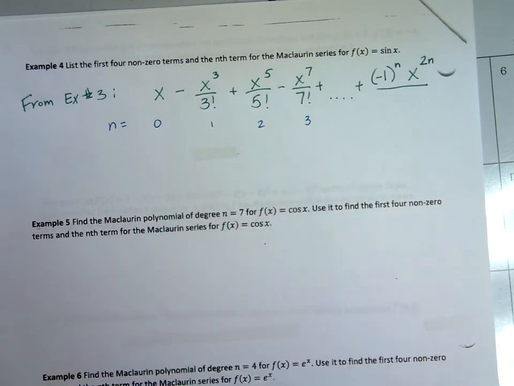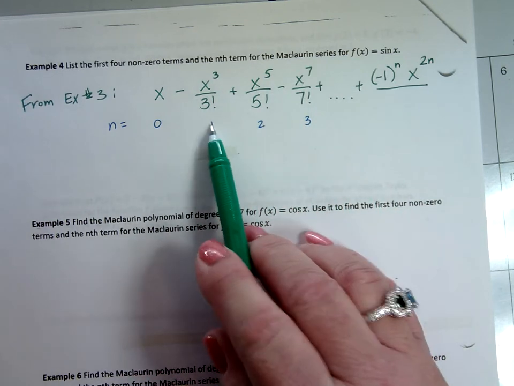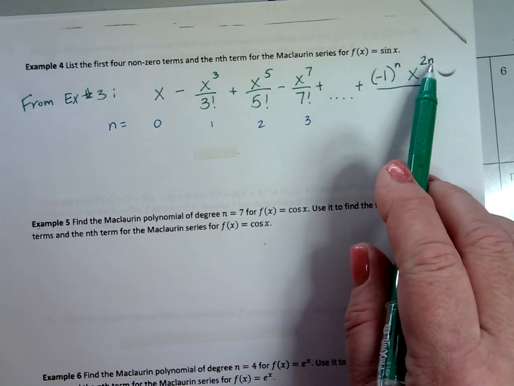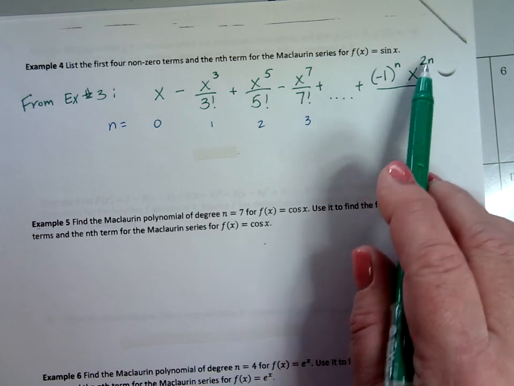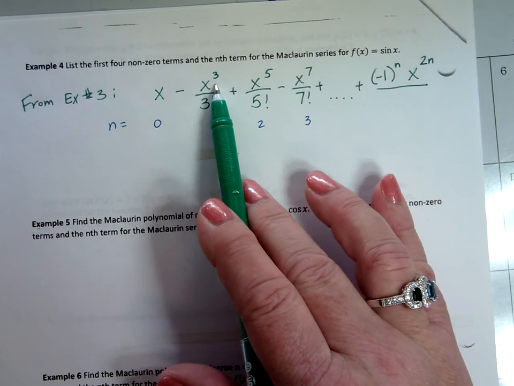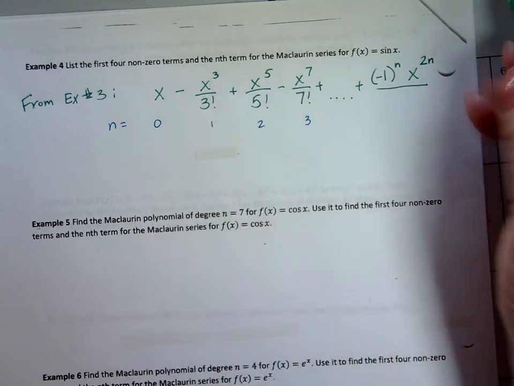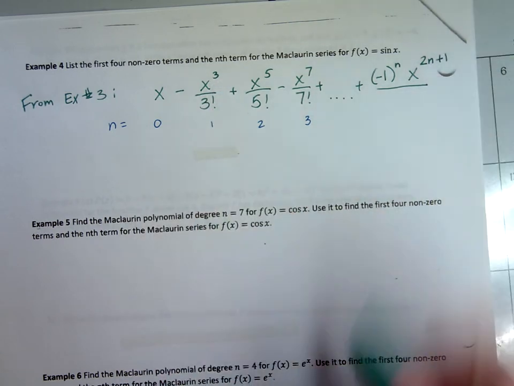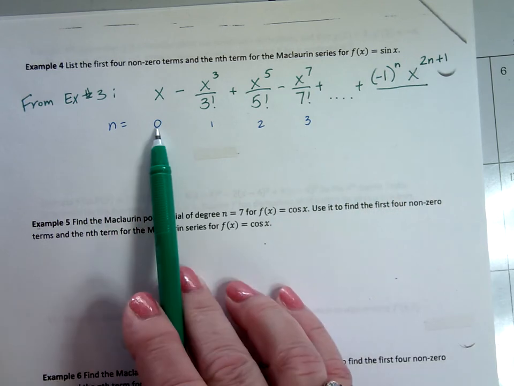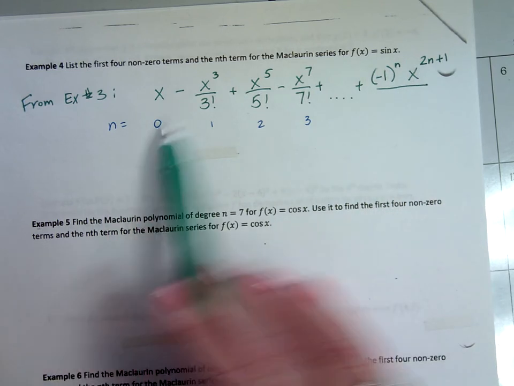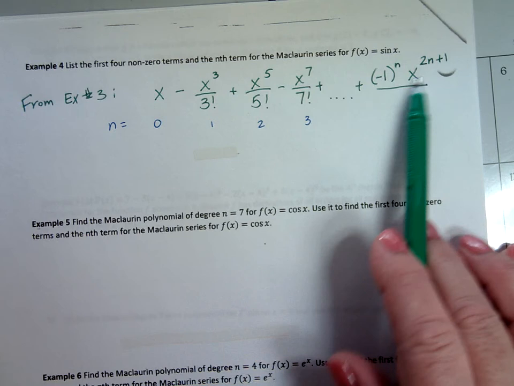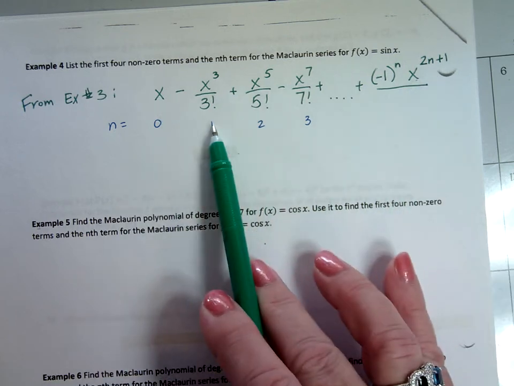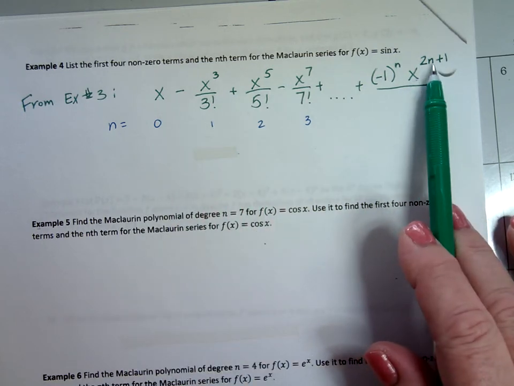So if n equals 1, 2 times 1 is 2, so it would be x squared. That's not what I want. But I want one more, right? To go from 2 to 3, what if it's 2n plus 1? Will that work? If n is 0, 0 plus 1 is 1, x to the first is x. If n is 1, 2 times 1 is 2, plus 1 more is 3.